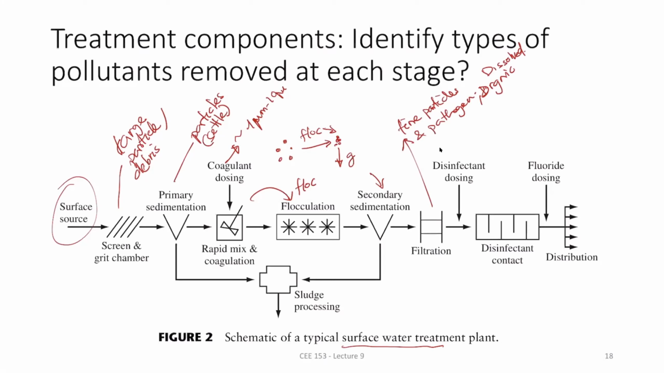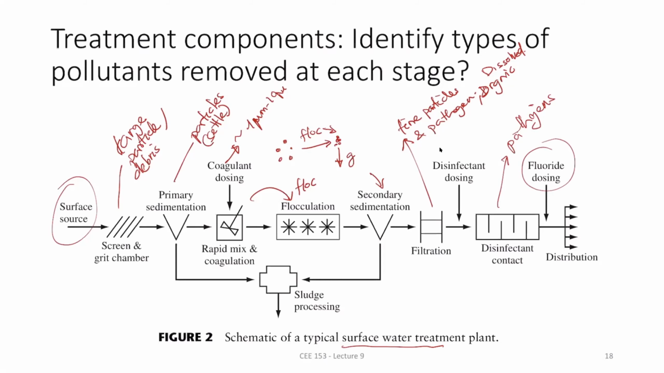Once you remove those, at the end you add disinfectant, and that's the disinfection. So this is really removing pathogens. Okay, and then you add fluoride because fluoride is important for the quality. Sometimes you might have to add fluoride because surface water doesn't have enough fluoride, which is healthy for us. Okay, that's why sometimes you have to add it, then you distribute.